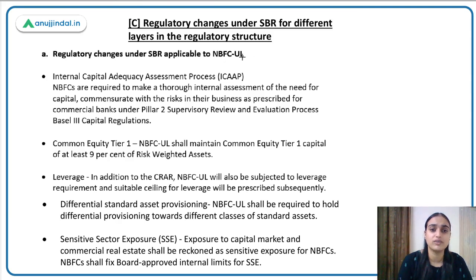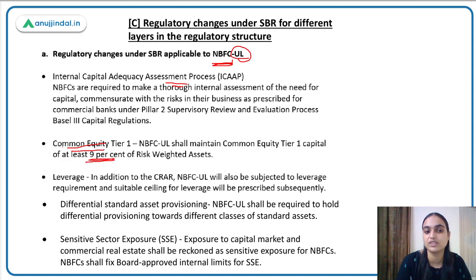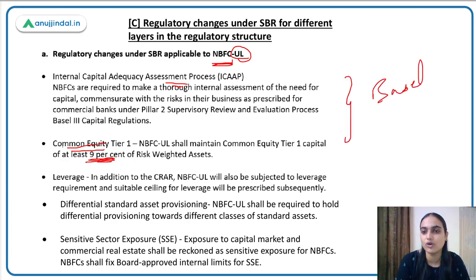Okay. So अगर हम upper layer NBFCs की बात करें, what are the regulatory changes for upper layer? A lot of regulations they have to follow, like internal capital adequacy assessment process. So these NBFCs need to assess their capital requirements. Okay, they need to do their supervisory review evaluation process like the Basel III recommends. Secondly, they need to adhere to the common equity tier 1 ratio. Okay, 9% of their risk weighted asset needs to be common equity capital to be maintained. So Basel requirements basically inko follow karni hai.